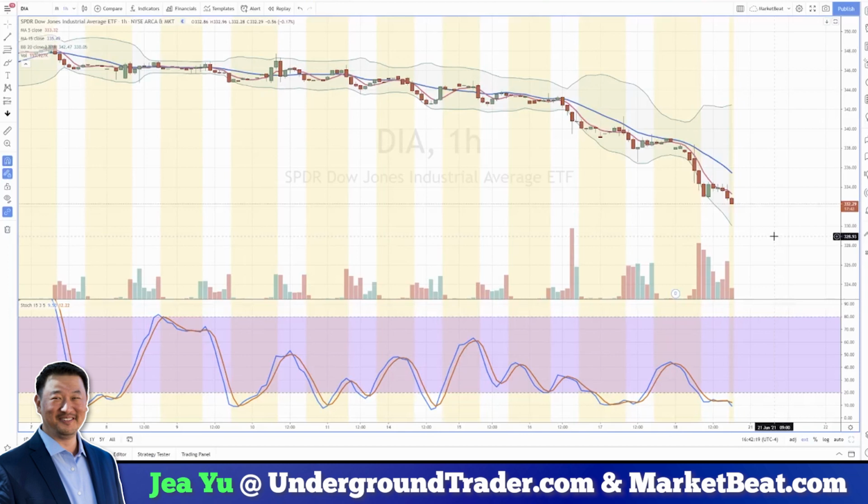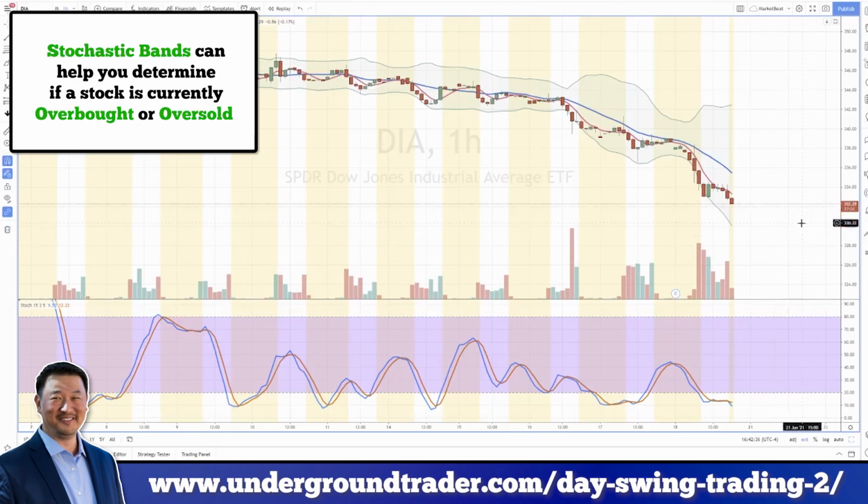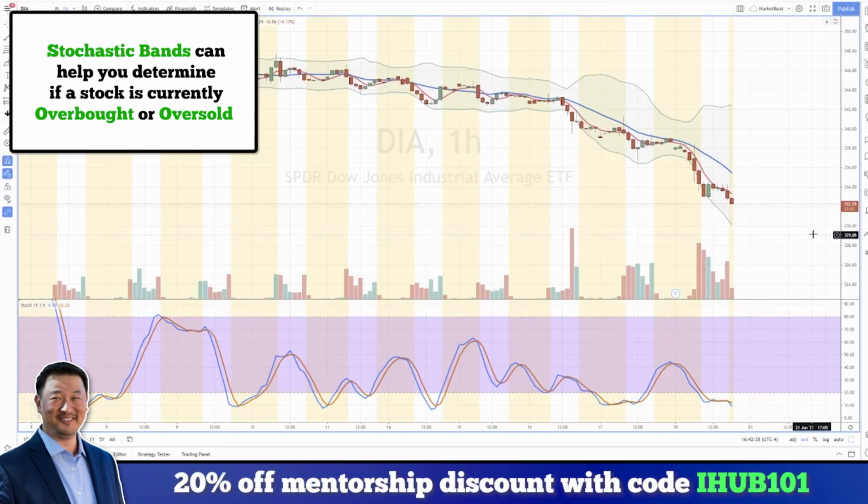So oftentimes I'll play the opposite. I'll trim the fat and play the reversion pullback. Even if it's an uptrend, I'll play it short. Even if it's a downtrend, I'll play it long, just because there's so much of an overshoot. And then the momentum indicator tells me that it's oversold and it's ready to pop back.